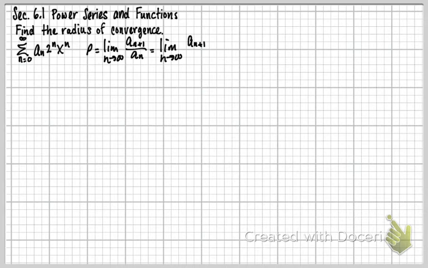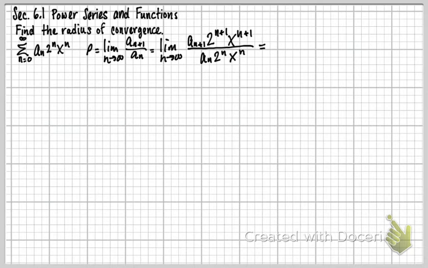And that equals the limit as n goes to infinity of a to the n plus 1, 2 to the n plus 1, x to the n plus 1, all over a to the n, 2 to the n, x to the n. And now again, we're just going to simplify this.